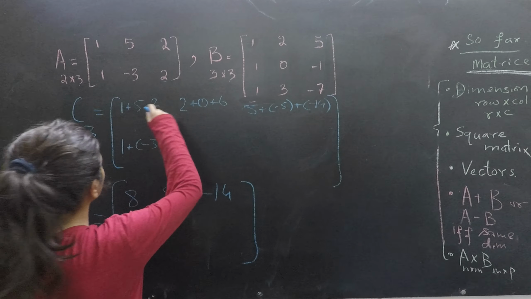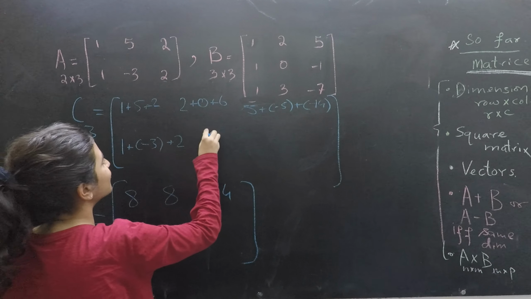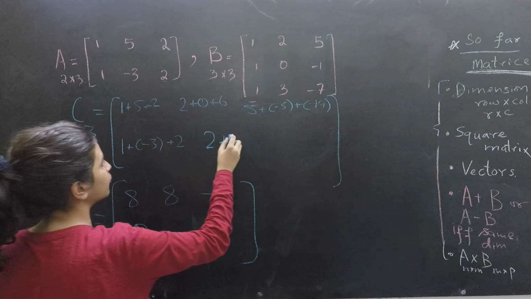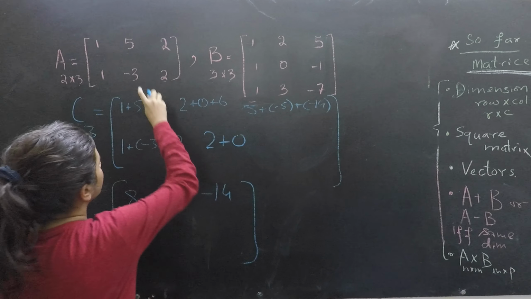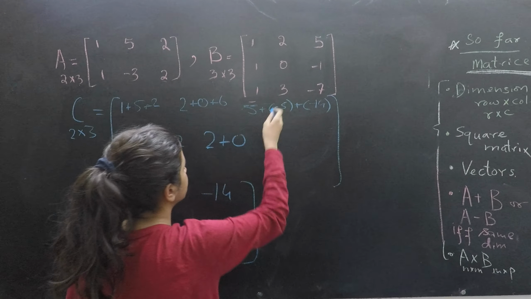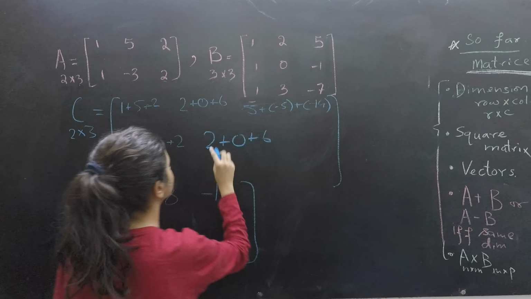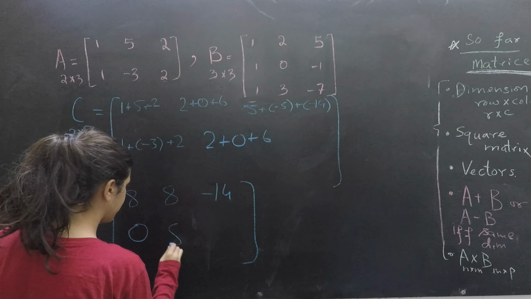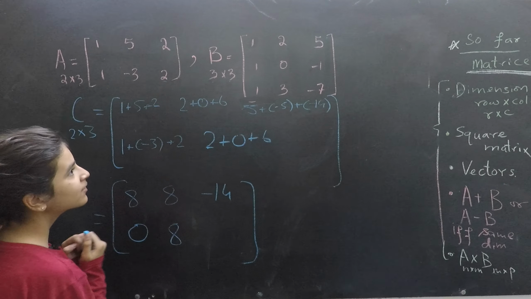Now let's continue. 1 multiplied by 2 will be 2, minus 3 multiplied by 0 will be 0, and then 2 multiplied by 3 will be 6. So solve this: it will be 8. 8 once again, we got 3 8s.